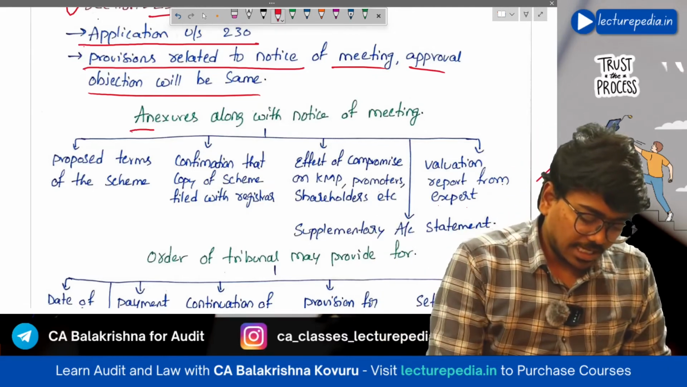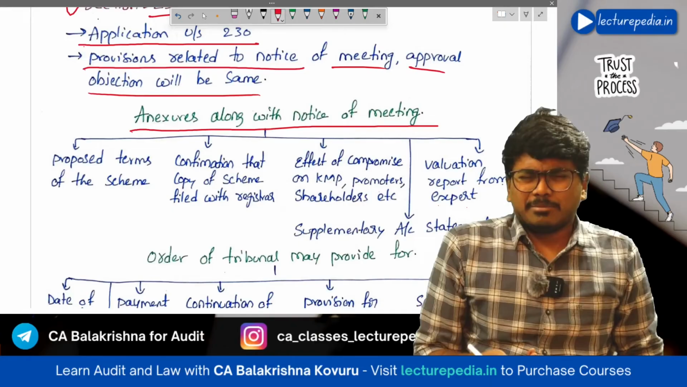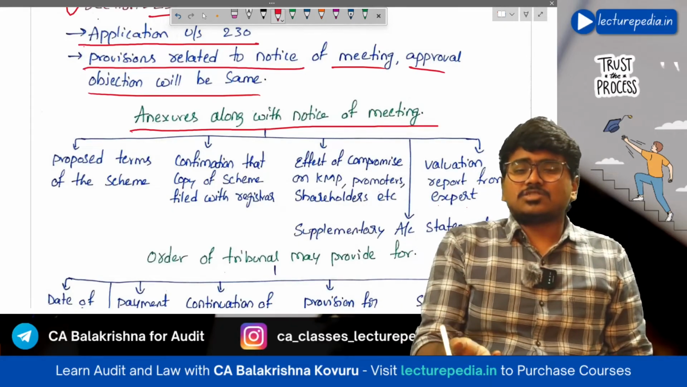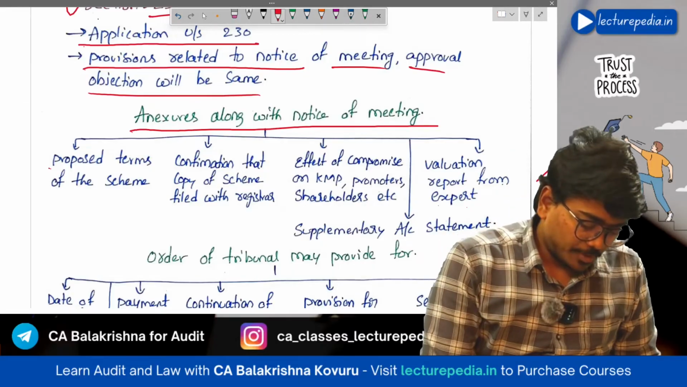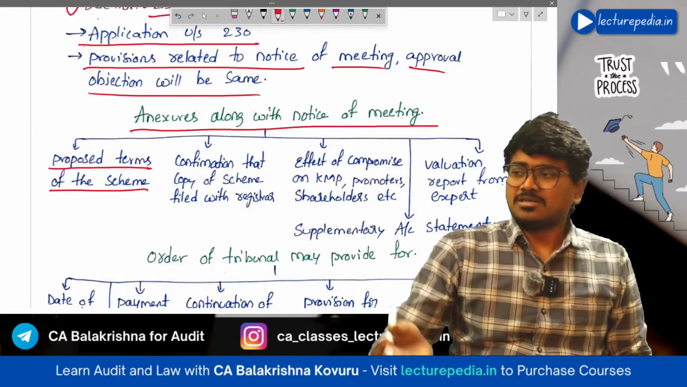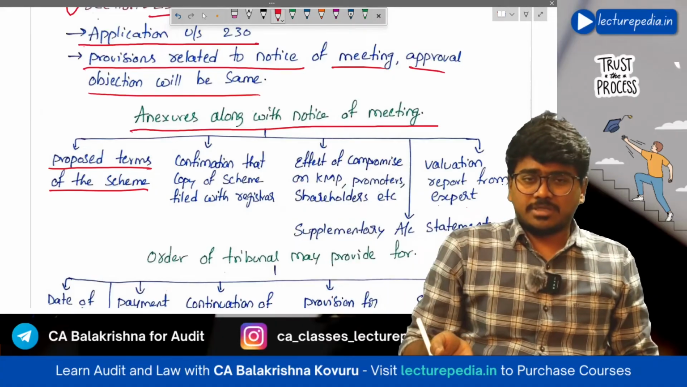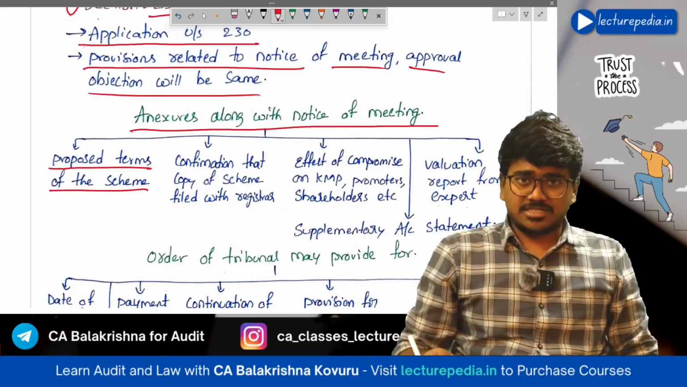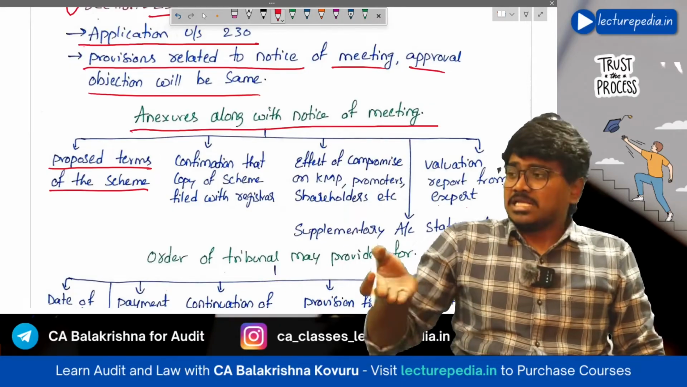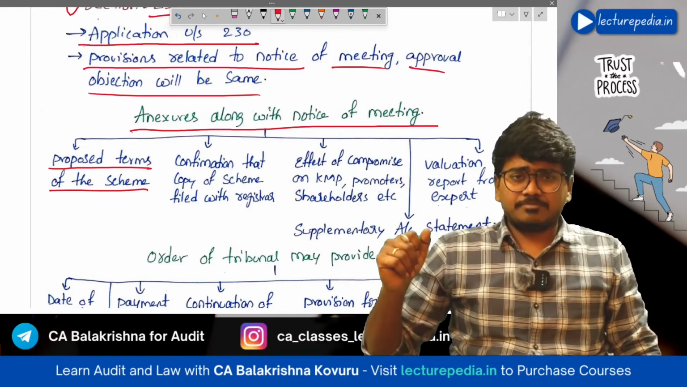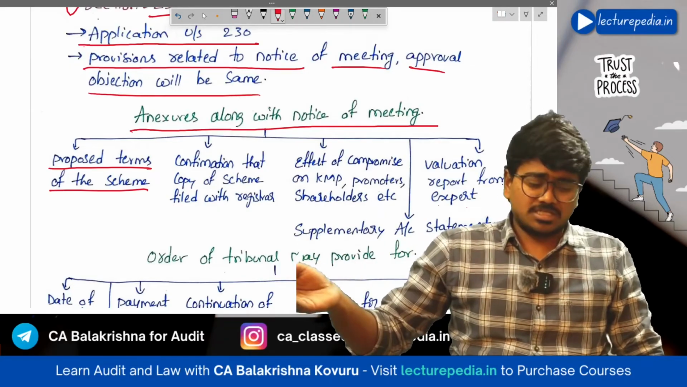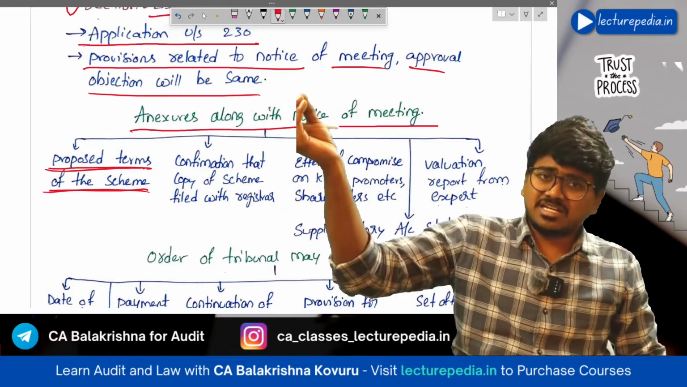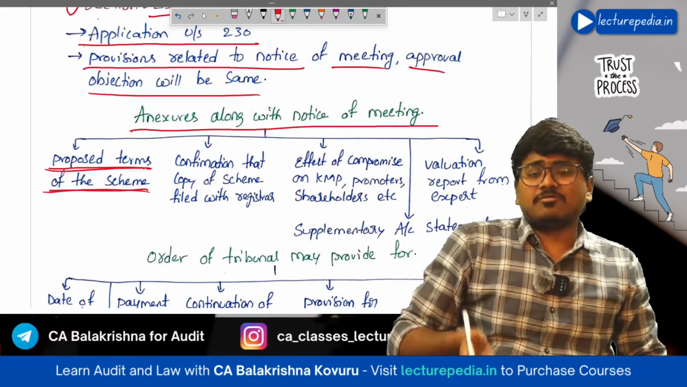What are they? Annexures along with the notice of meeting. Basically these annexures will be related to the terms and conditions of the merger or amalgamation. First, the proposed terms of the scheme, because shareholders, after coming to the meeting, have to raise their queries and participate in the discussion. In order to participate, they have to know the facts of the scheme, the facts of the amalgamation or merger. So you have to send the proposed terms of the scheme, so that the shareholders will read those terms at home and come for the meeting.